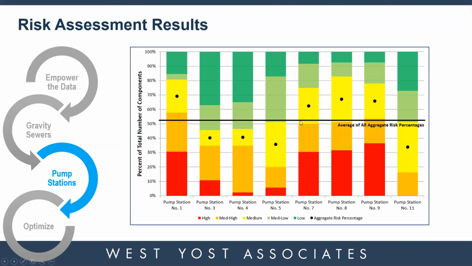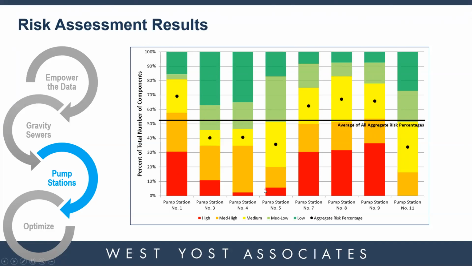We draw a line in the middle of their assets, their pump stations. This isn't on an industry scale or anything by any means. It's just to let them know which pump stations are worse. So if the dot is above the bar, this station has more red and orange, and the ones that have more green or low risk assets are below the bar.